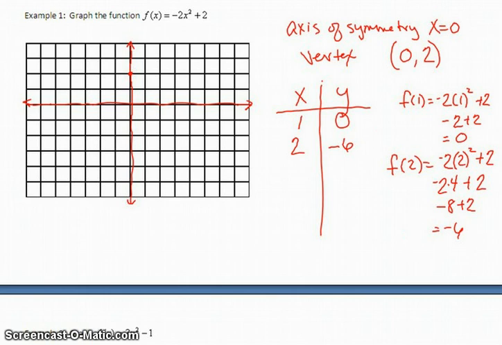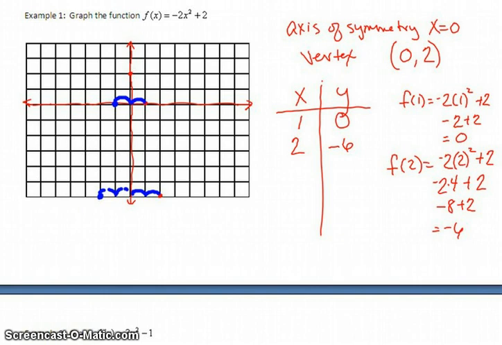So I'm going to go ahead and graph (1, 0). (1, 0) is here. And (2, -6). 1, 2, 3, 4, 5. Right at the bottom. Remembering that I have coordinating points on the other side of that axis of symmetry. This point is 1 away from the axis of symmetry, so I'm going to come 1 out and put another point here. My (2, -6) is 2 spots out, so I'm going to go 2 spots and put a point there.